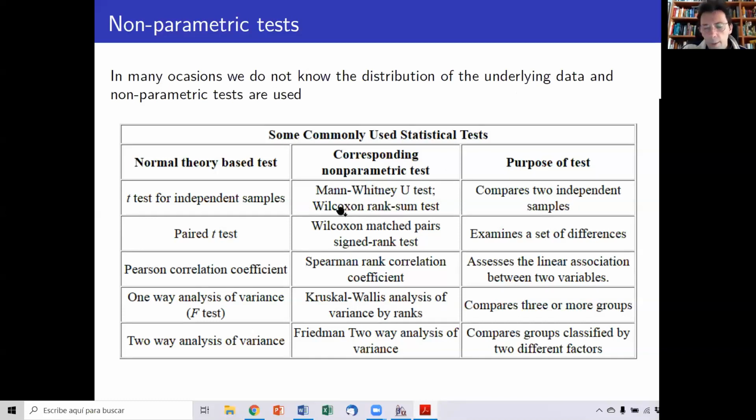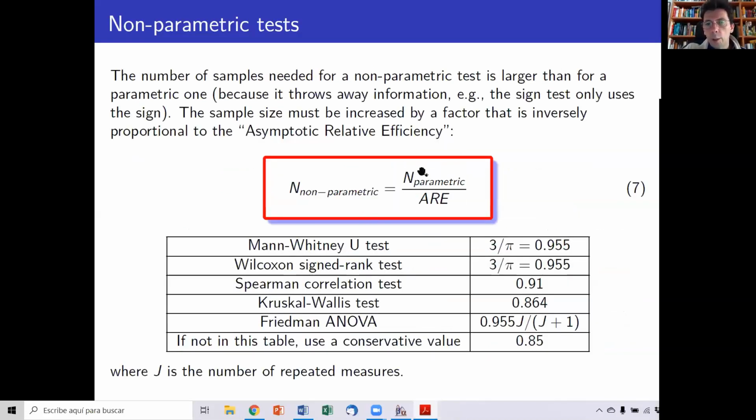So you take the Gaussian equivalent, that is the t-test. So you calculate the n, the number of samples that you need for that test, and then you correct for the fact that it is non-parametric. This correction is called the asymptotic relative efficiency. It is a number that is smaller than 1. Smaller than 1 means that the number of samples for the non-parametric test will be a little bit higher than for the corresponding parametric test.